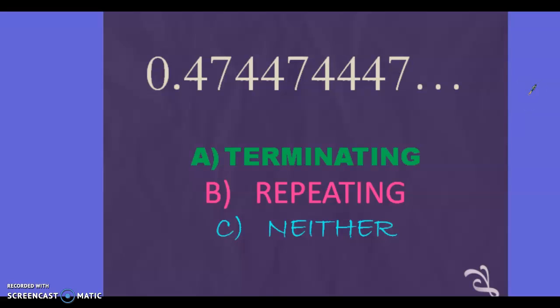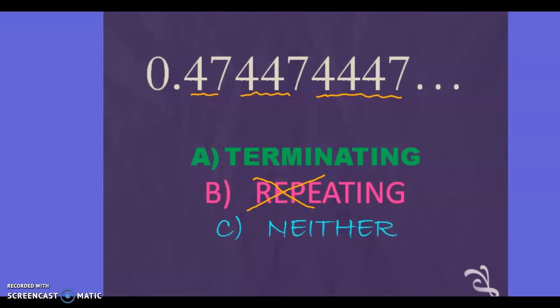How about this one? 0.47, 447, 4447. A, terminating, B, repeating, or C, neither? If this one's confusing you a little bit, I could see why, because it looks like some of the same numbers occur over again, but they're not the exact same pattern. Here we have a 4 and a 7, here we have a 4, 4 and a 7, and then 3 4s and a 7. It has to be exactly the same to be considered repeating. So this one is not.